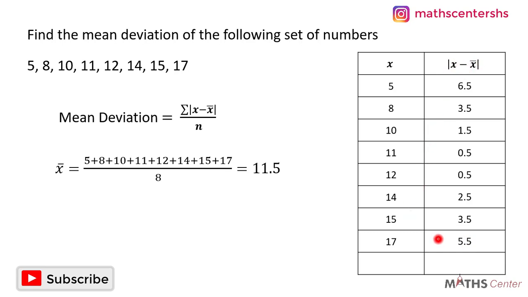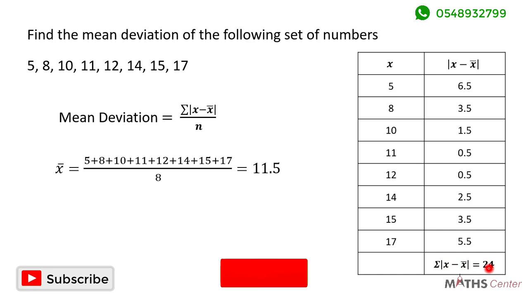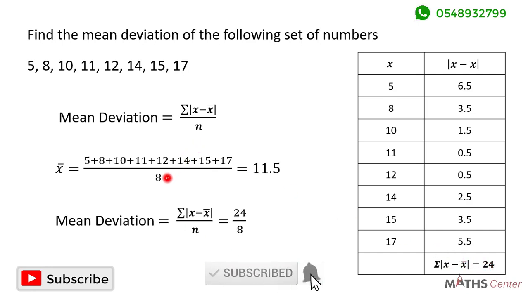We need their sum. So you add all of them. 6.5 plus 3.5 plus 1.5 plus 0.5 plus 0.5 plus 2.5 plus 3.5 plus 5.5 will give us 24. So the sum of the absolute values of x minus the mean of x is 24. We can now find the mean deviation. The mean deviation will be equal to the sum of the absolute values of x minus the mean of x, which is 24, divided by n, which is 8. 24 divided by 8 is 3. So it means that the mean deviation of this set of numbers is 3.